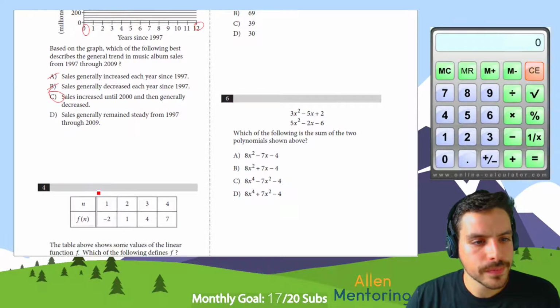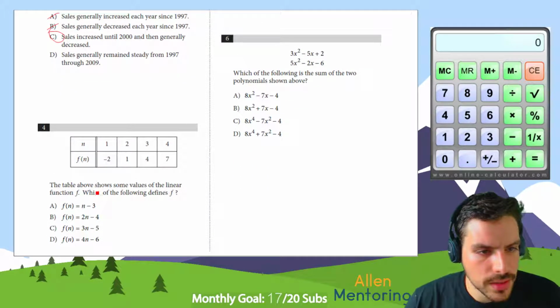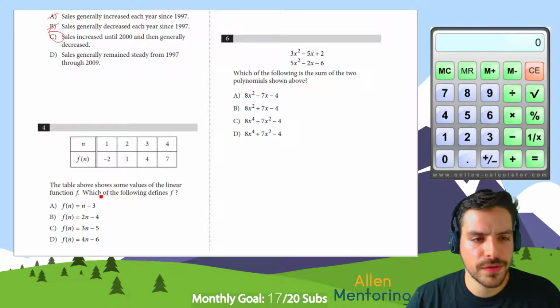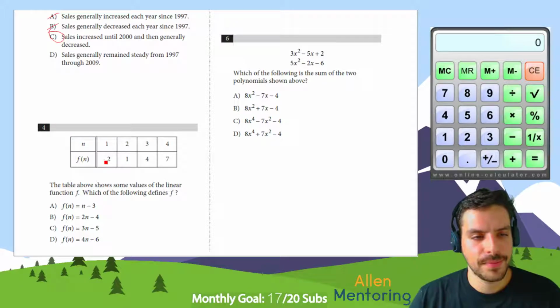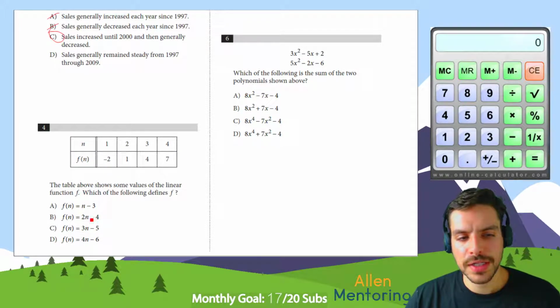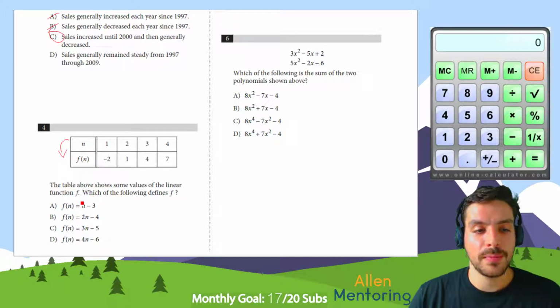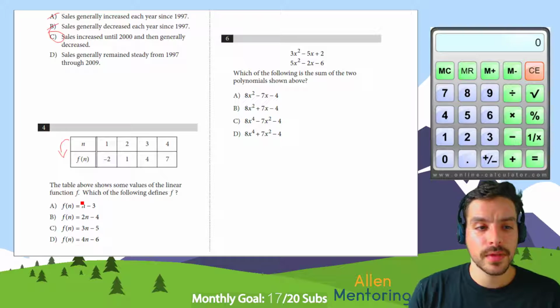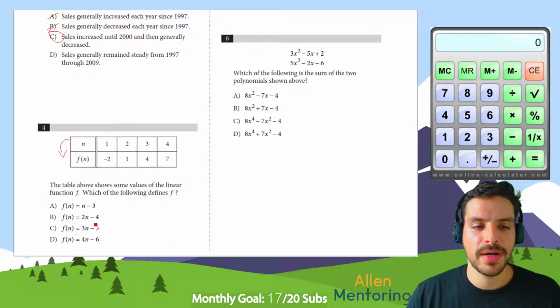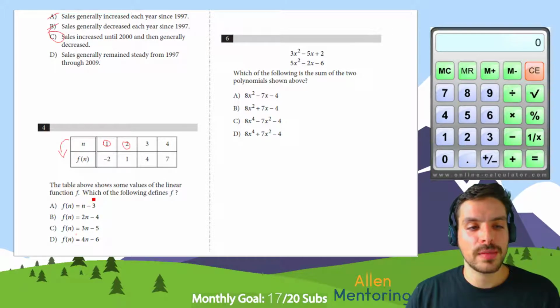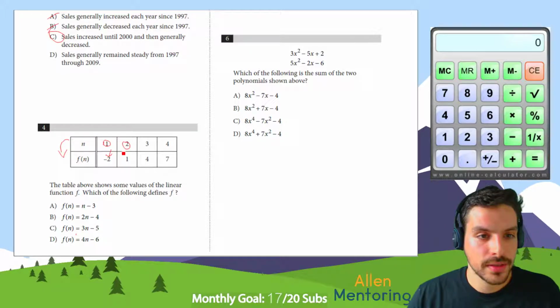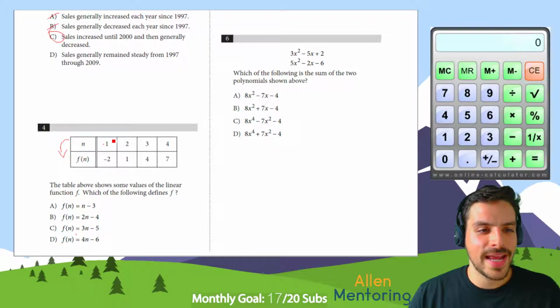All right, let's look at number 4. The table above shows some values of the linear function f. Which of the following defines f? So they're pretty much offering us potential formulas that take us from n to f of n, okay? Because f is a function, so it essentially describes some sort of recipe, okay? So that recipe could be either n minus 3 to n minus 4, and then we plug in these ingredients, which are n, into the recipe, and we should spit out our final product, okay? So which of these, if you plug in n, will spit out the corresponding f of n?